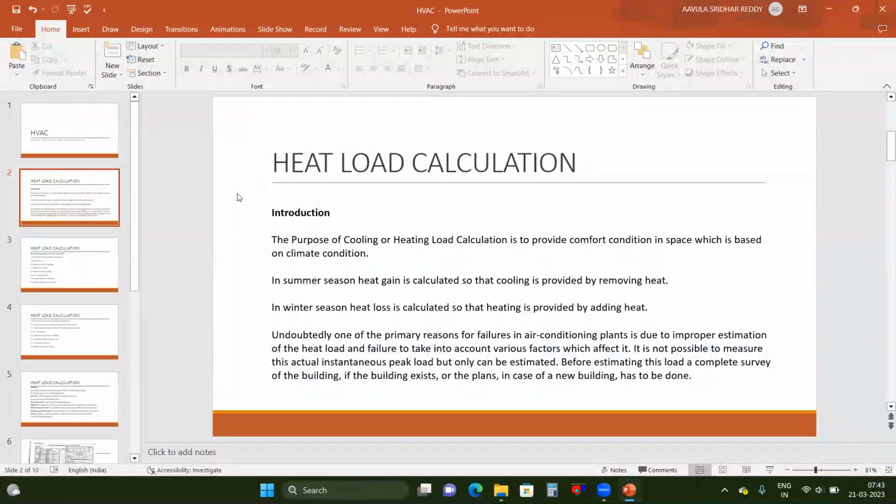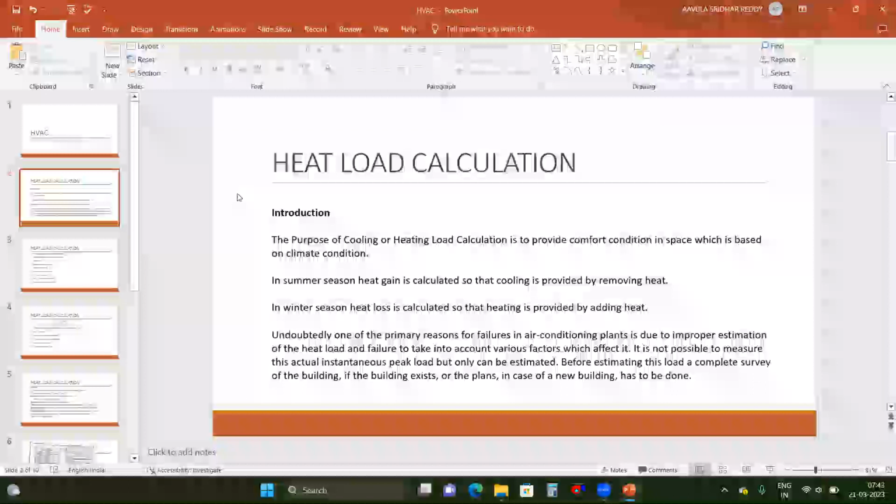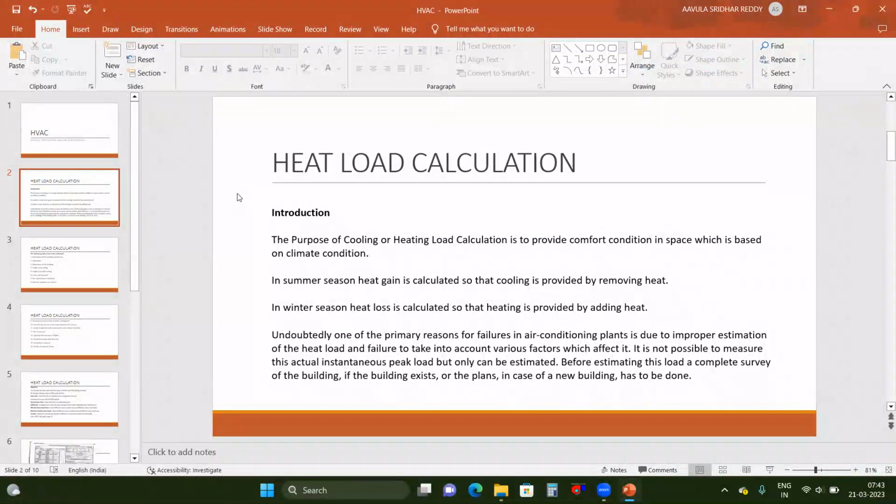So if you see some of the major failures in air conditioning plants, they are due to improper heat load estimation. Okay. So if you have not estimated the heat load properly, then your air conditioning equipment will be a failure. Okay. So this is the most important thing that you need to keep in mind.